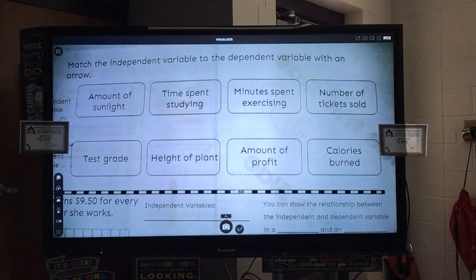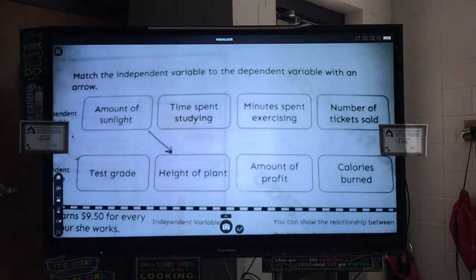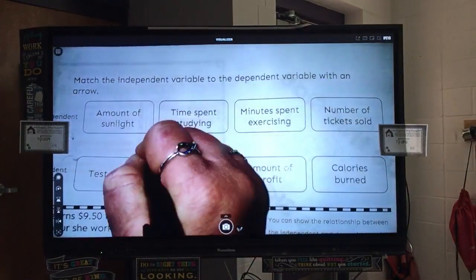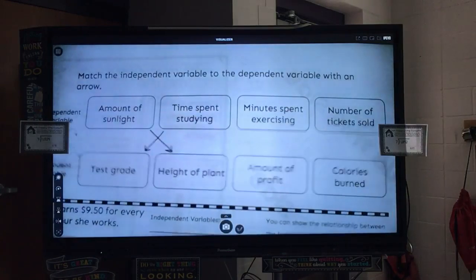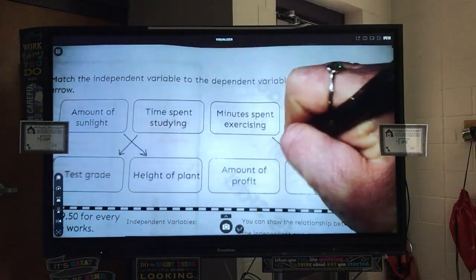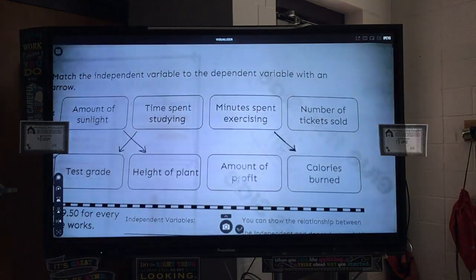Alright, have a seat. Alright, the amount of sunlight goes with which one? Charles? The height of the plant. Height of the plant. Time spent studying, Anthony? Determines your test grade. Minutes spent exercising, Corbin? Calories burned. And then obviously the number of tickets sold is the amount of profit.